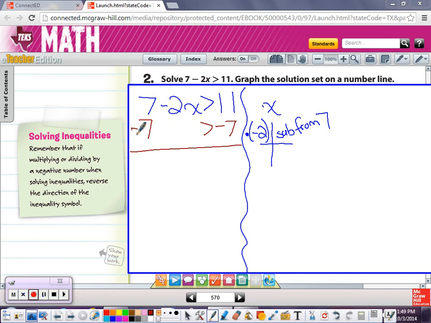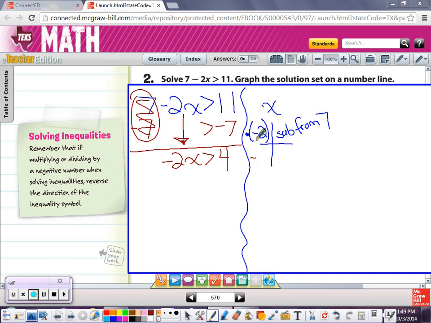So 7 take away 7, this is 0. So this goes away to nothing. Now the subtraction sign turns to a negative and this falls down. Negative 2x falls down together. My symbol still falls down. 11 minus 7 is 4. So now I got rid of that 7 part, and now I can go back to doing my regular rule.